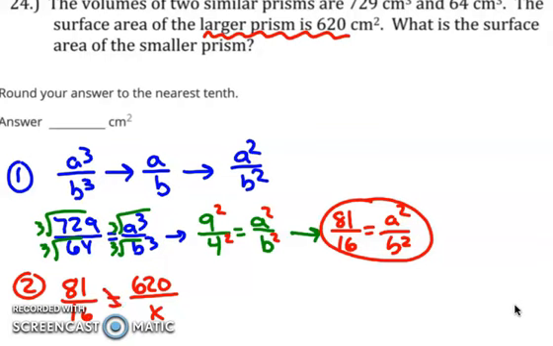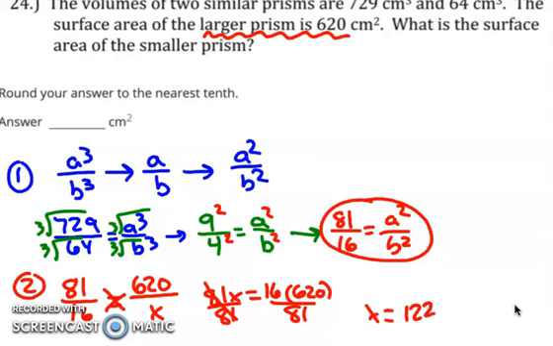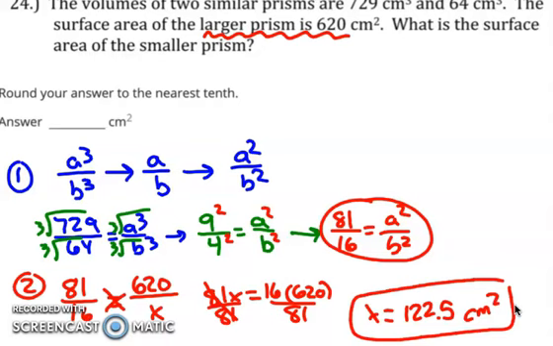So when you cross multiply, you get 81x equal to 16 times 620. Then we would be dividing both sides by 81 to solve for x. So when you do that, 16 times 620 divided by 81, you get, to the nearest tenth, 122.5. This would be in square centimeters. So that one takes a little bit of work.